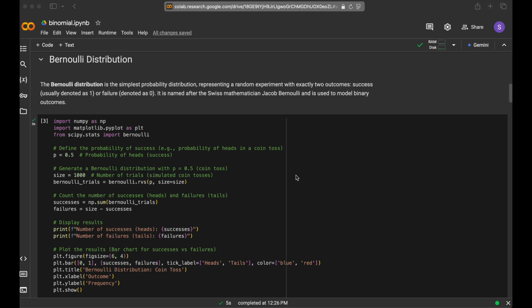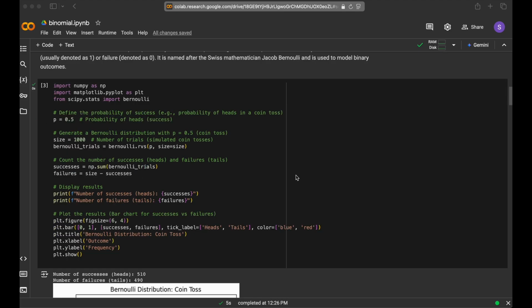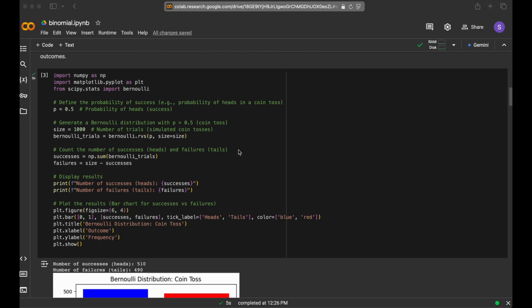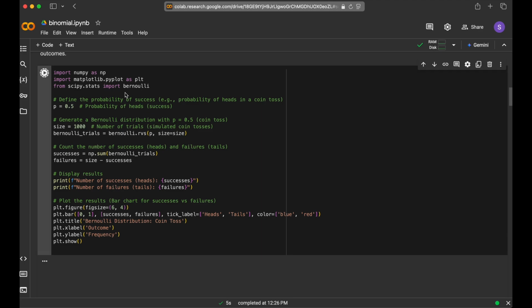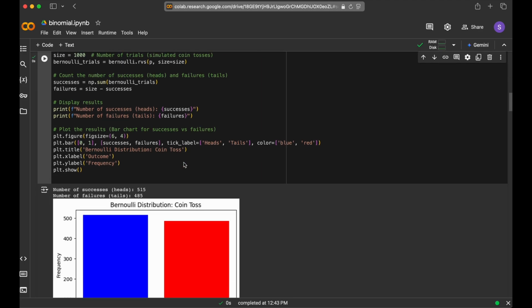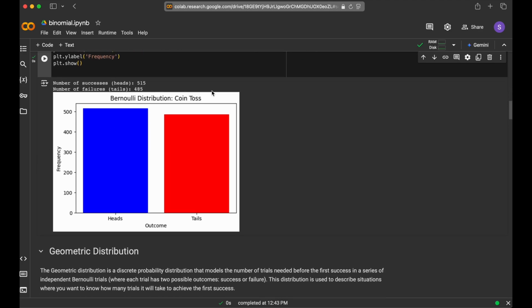The Bernoulli distribution is a simple probability distribution for a random experiment with exactly two outcomes. Success is usually denoted as one, and failure is denoted as zero. In Python, you can check it; this is one of the examples I mentioned. The classical example of the Bernoulli distribution is a coin toss. Success is getting heads, as 1, and getting tails is 0. The plot will explain everything. The number of successes, heads, is 515 and the number of failures is 485.